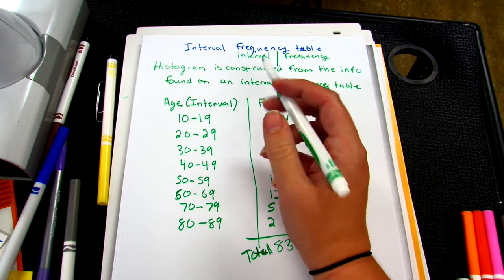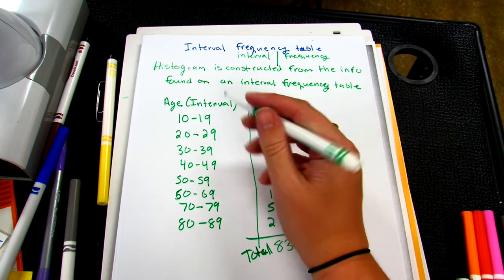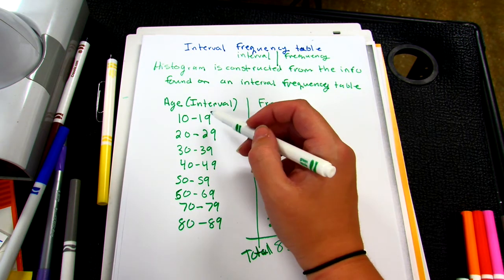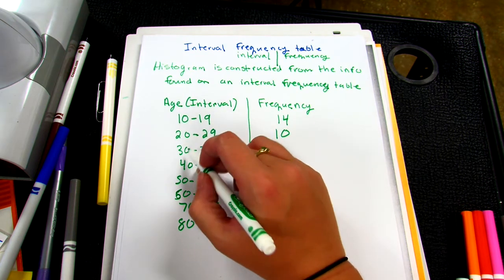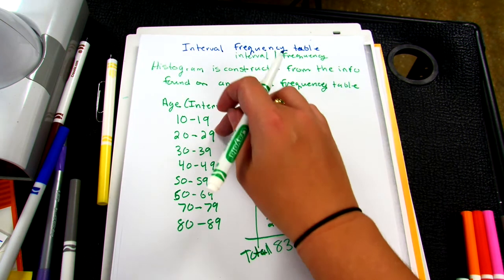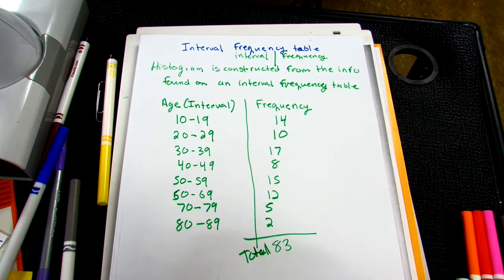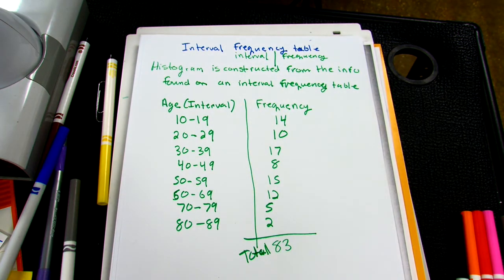So I want you to notice something about these intervals. These intervals are the same space, right? 10 to 19, 20 to 29, 30 to 39. These are all the same size intervals. You can't change sizes within your interval frequency table.